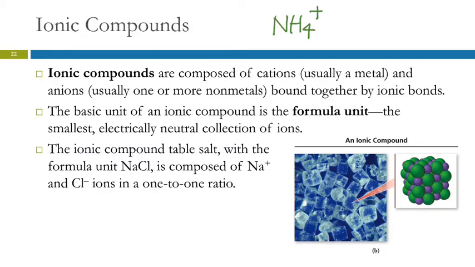So ionic compounds are going to be a metal and one or more nonmetals. They're held together by ionic bonds. This is the one exception to it having to contain a metal. The basic unit of the ionic compound is not a molecule, because a molecule is atoms covalently bonded together. And that's not what happens in an ionic substance. In an ionic substance, you have cations and anions, and they arrange themselves in a lattice.